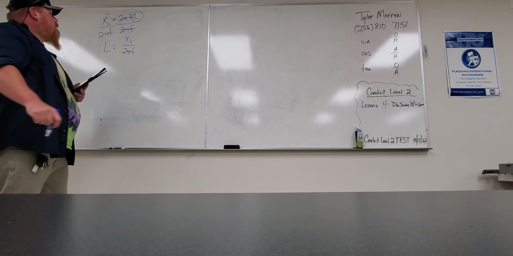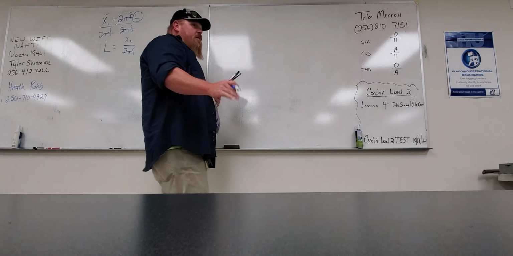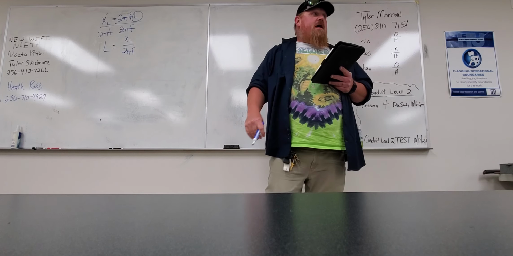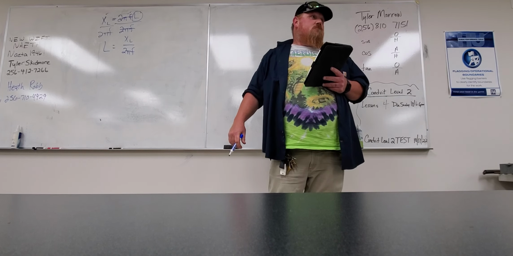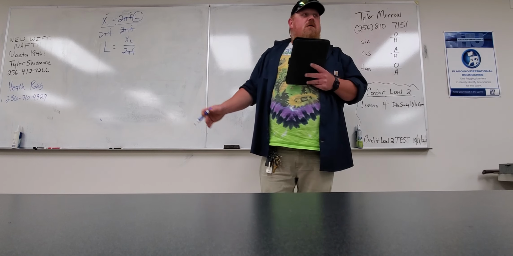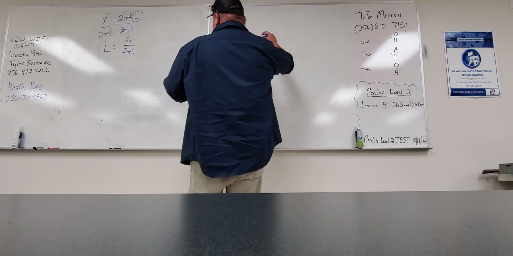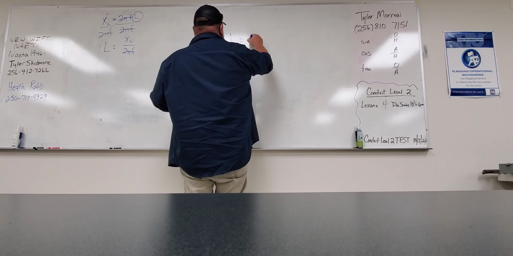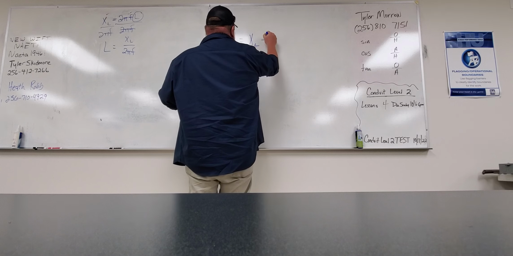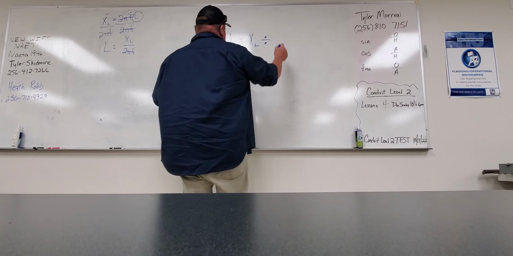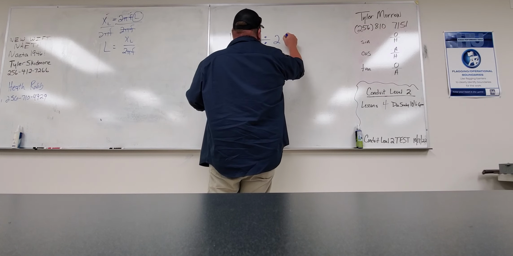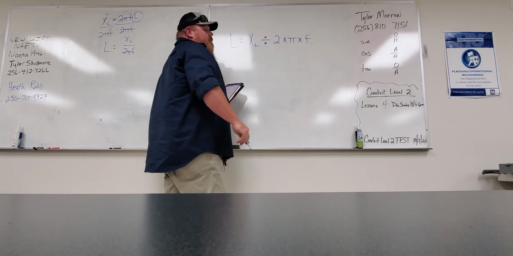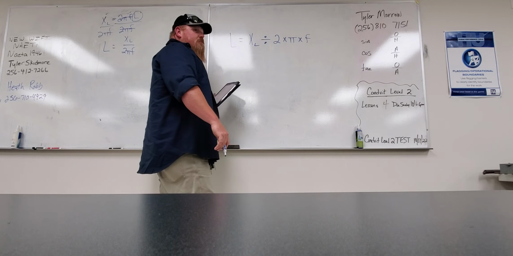Yeah, but we got fractions back in 3rd grade. Don't think of it as a fraction. Think of that as dividing. That's all you're doing. All that equation is L equals X sub L divided by 2 times pi times F. Look, no fractions anywhere.